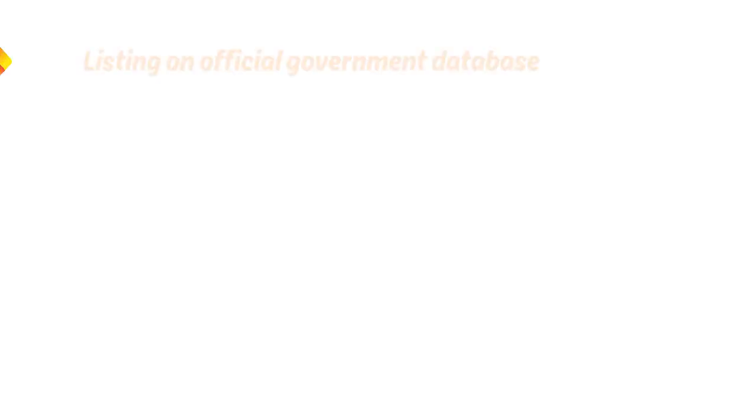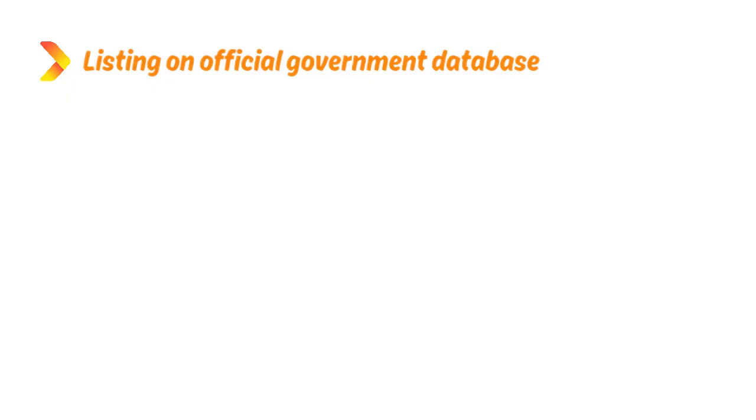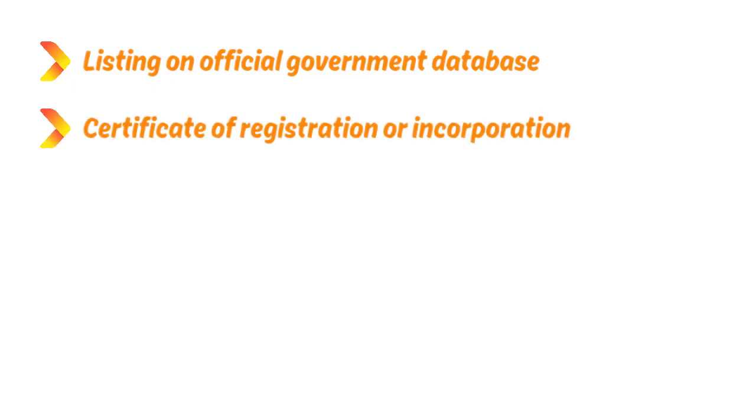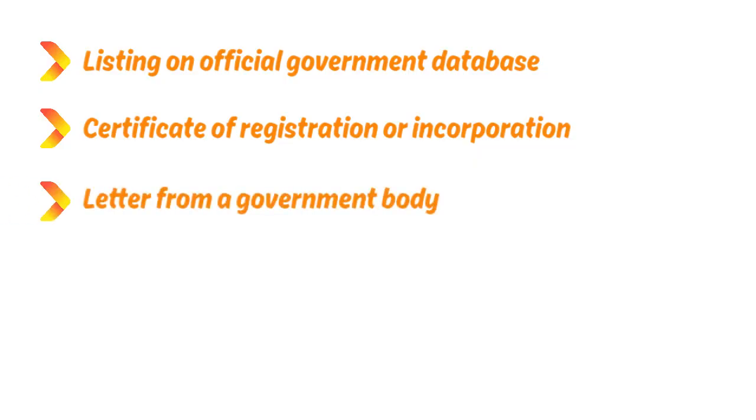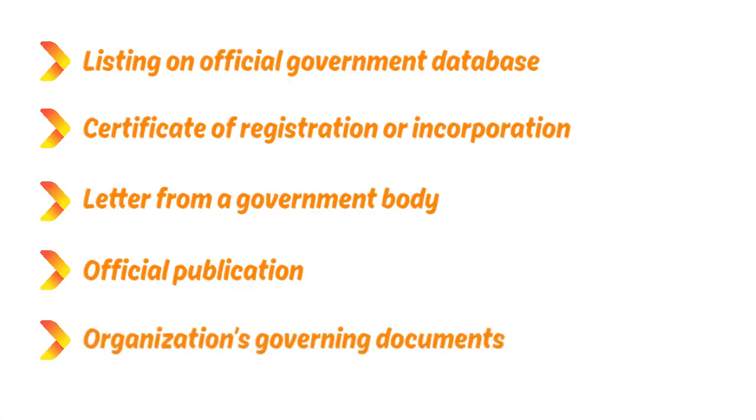To qualify, you have to provide proof of your nonprofit status. TechSoup will verify this, and they accept different types of proof, such as your listing on an official government database, your certificate of registration or incorporation, a letter from a government body, an official publication, or your organization's governing documents.